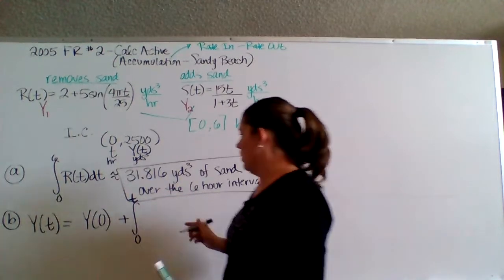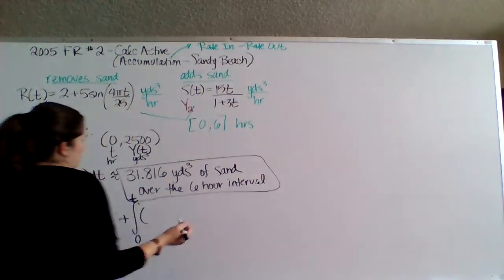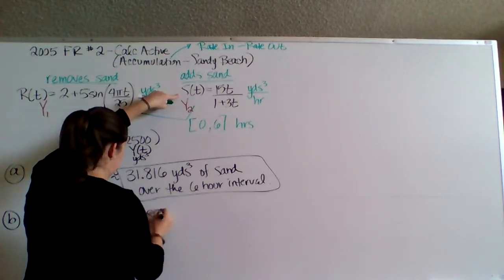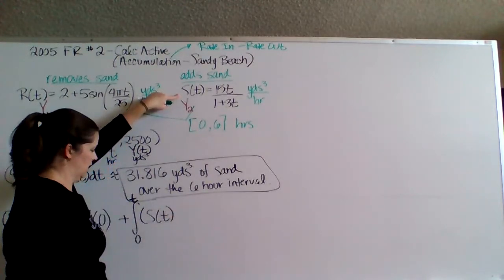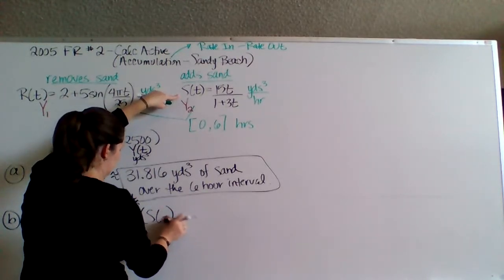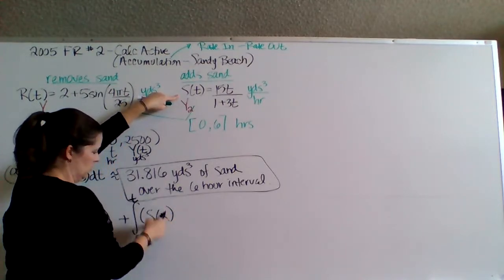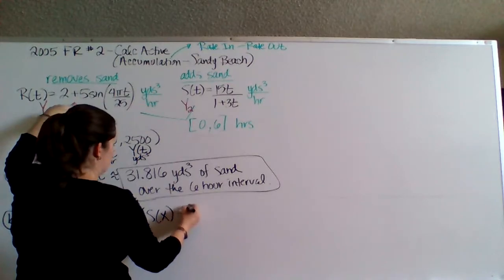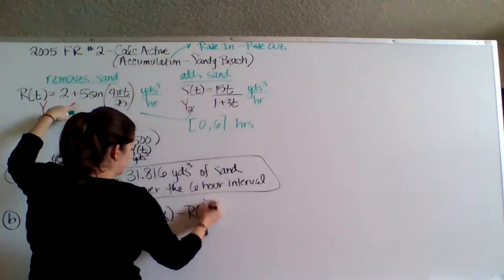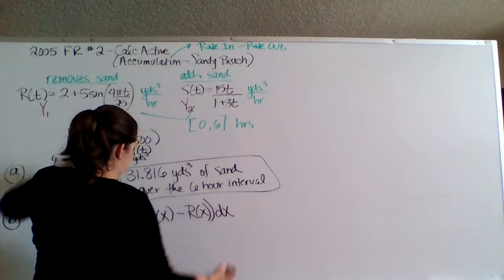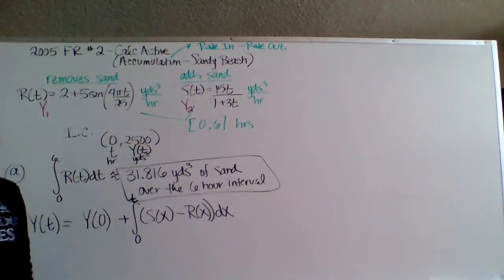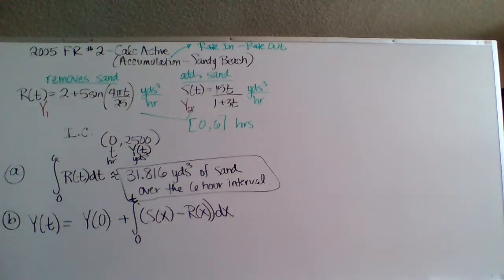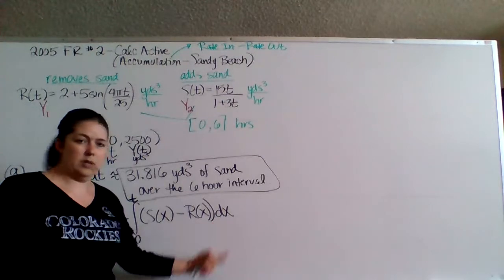So I would say, okay, it's got to be the stuff coming in, right? We got to add the stuff coming in. That's from the pumping station. That's probably why they used S of, and I'm not using t, I'm using x because it can't be t. So eventually, this t would go in here. Minus the sand being removed, R of x. And then the dx on the end to show integrating both of those things. Right? Calculus is beautiful, so we want to integrate both of these things with respect to x.